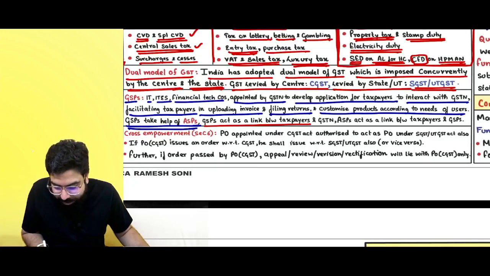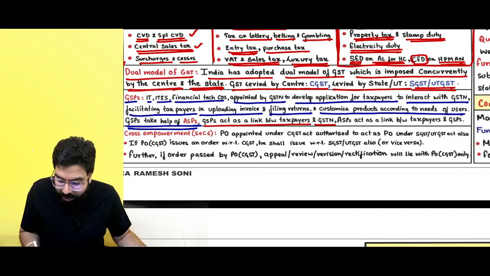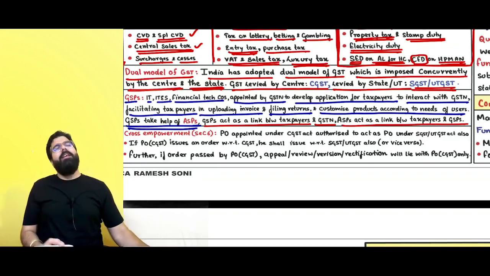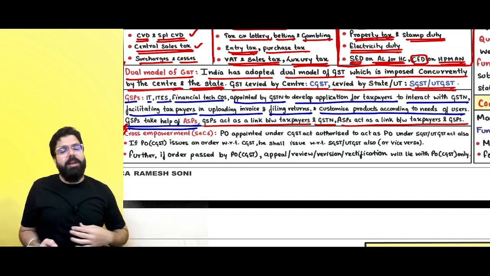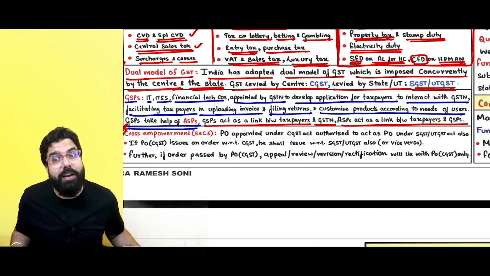See, GSPs act as a link between taxpayer and GST, and ASPs act as a link between taxpayer and GSPs. Done, sir. The next point over here is cross empowerment. Sir, officers are being cross empowered.